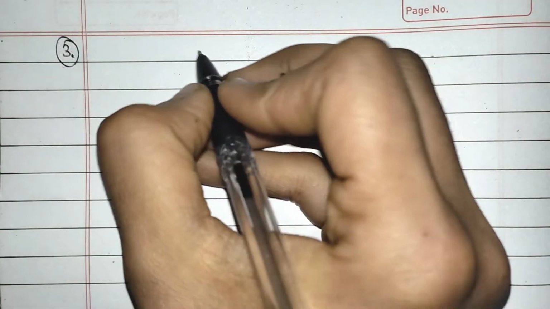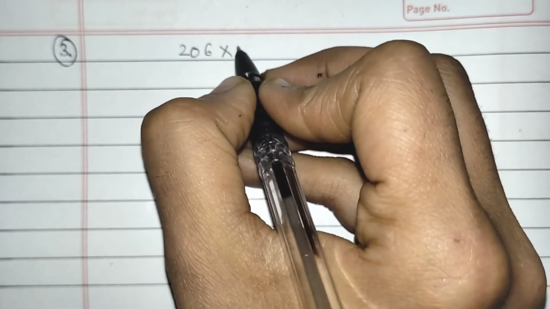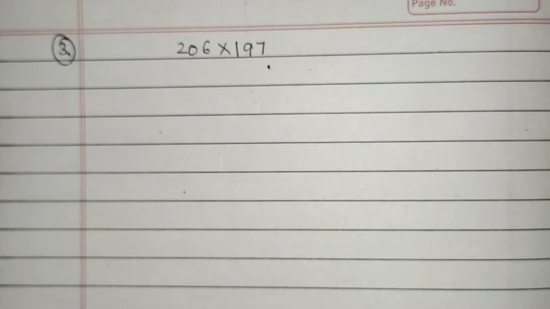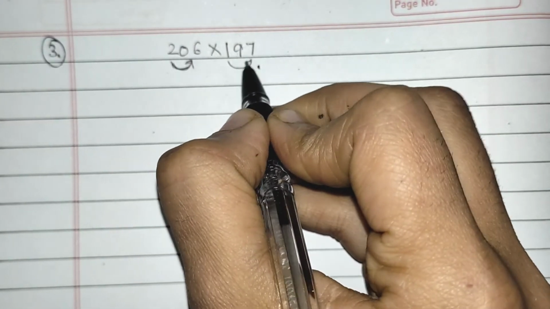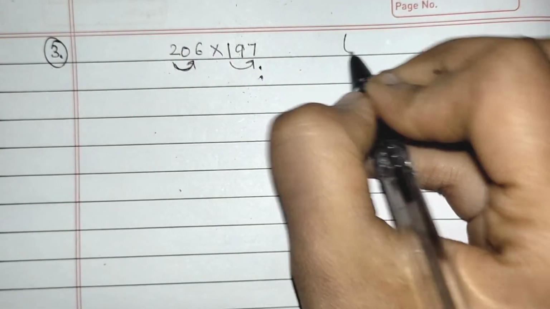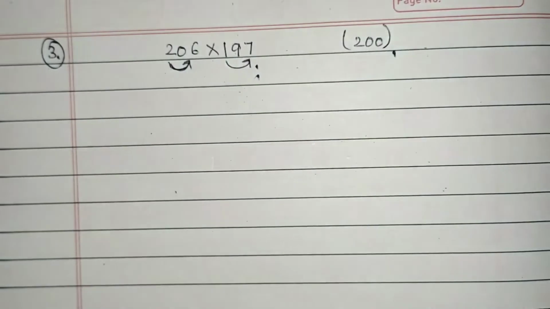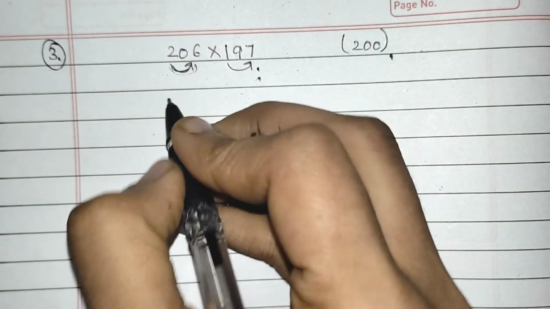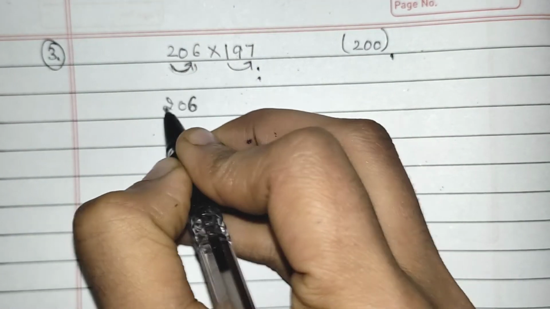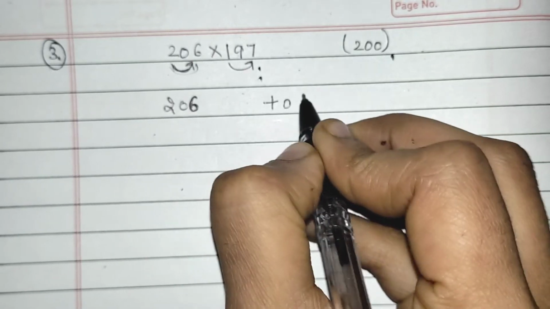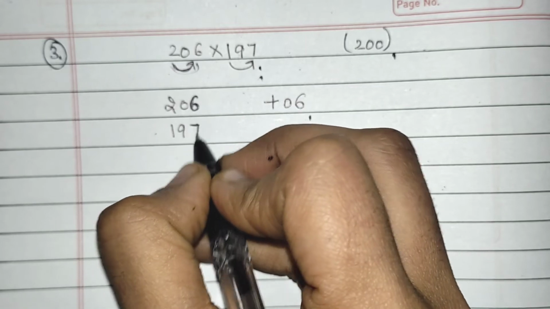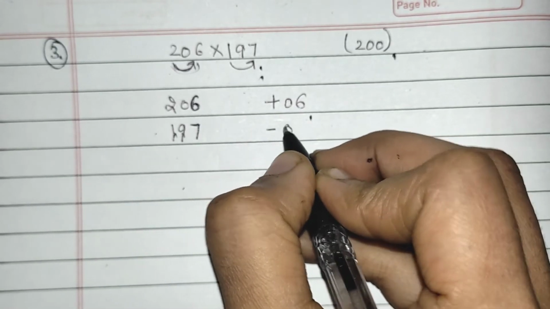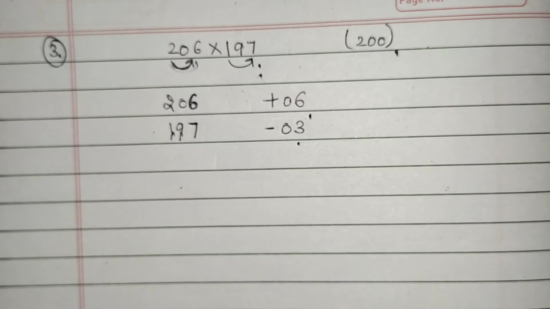So let's take the third example. This is a small tricky one, right? So let's see what trick we can use here. So see, now one value is above my base and one value is below my base, but the base for both of them is 200. Okay, so how can I write down 206? 206 is above 200 by 6. And 197 is below 200 by 3.